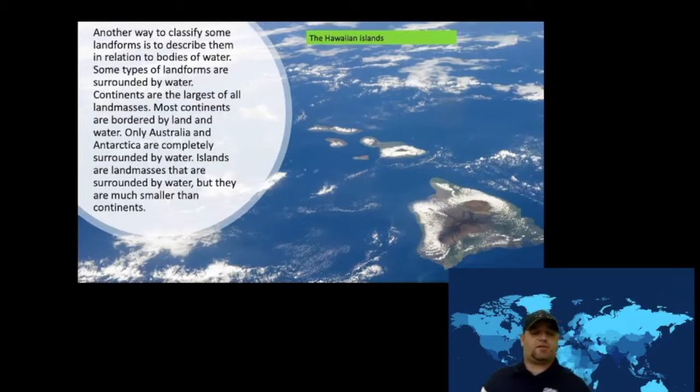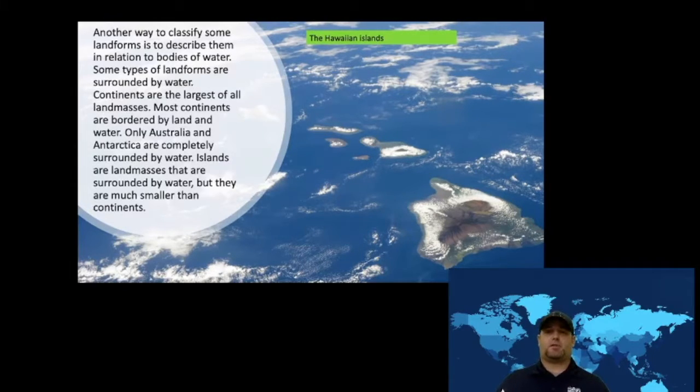Another way to classify some landforms is to describe them in relation to bodies of water. Continents are the largest of all land masses. Most continents are bordered by land and water. Only Australia and Antarctica are completely surrounded by water. Islands are land masses that are surrounded by water, but they are much smaller than continents.